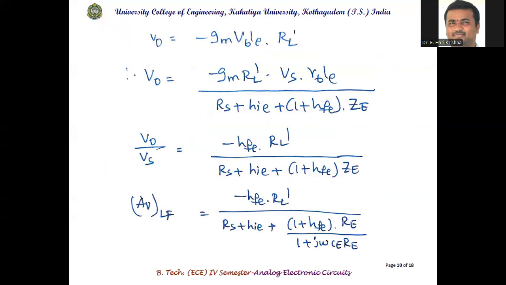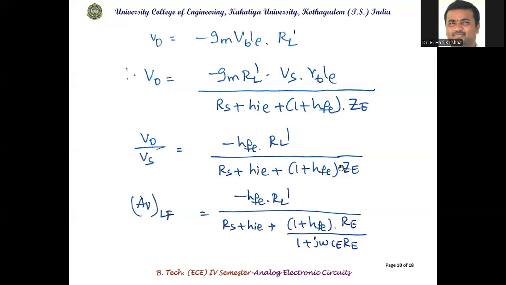Output side is a similar discussion. V naught is equal to minus GM VB'E into RL'. So substituting the VB'E equation here, V naught is equal to minus GM RL' Vs RB'E divided by Rs plus HIE plus (1 plus HFE) into ZE. So we take it towards the LHS, V naught by Vs is equal to the leftover component, minus HFE RL' by Rs plus HIE plus (1 plus HFE) into ZE.